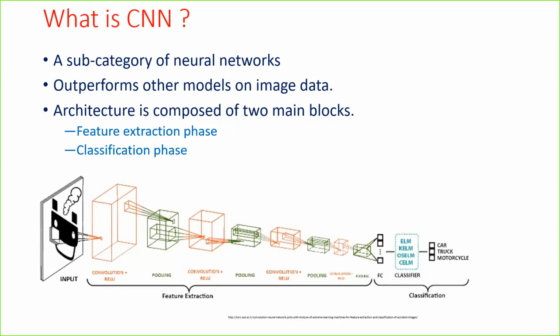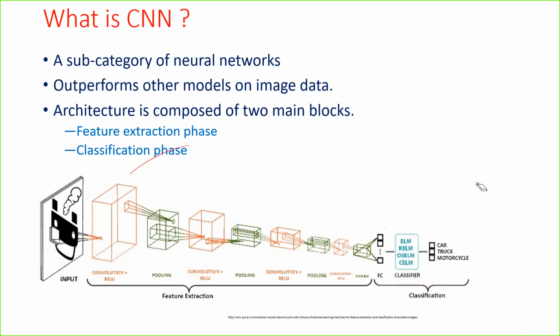Right? So the architecture of the convolutional neural network is composed of two main blocks. One is the feature extraction phase, the other one is the classification phase. So you see that this architecture has the inbuilt feature extraction mechanism. So feature extraction is not explicit here. It has the inbuilt feature extraction mechanism, and after extracting the features, it is passing to this fully connected neural network and finally giving the classification.